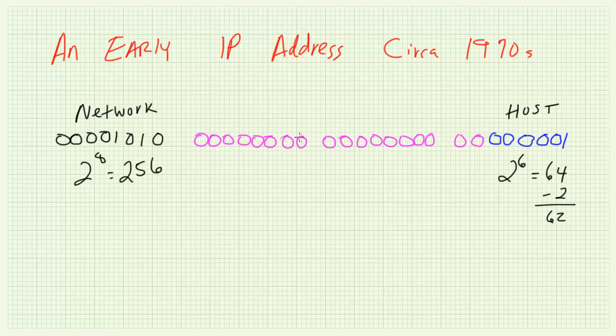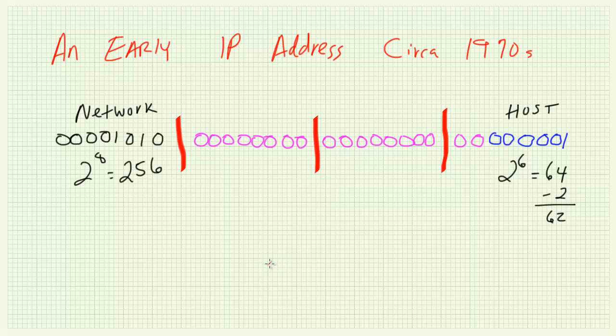So the solution to this problem of scalability was pretty simple. We've got these extra positions that were not being used for anything prior. So what if we were to come up with a way to use these additional positions to provide more network addresses as well as more host addresses? And that's exactly what happened.